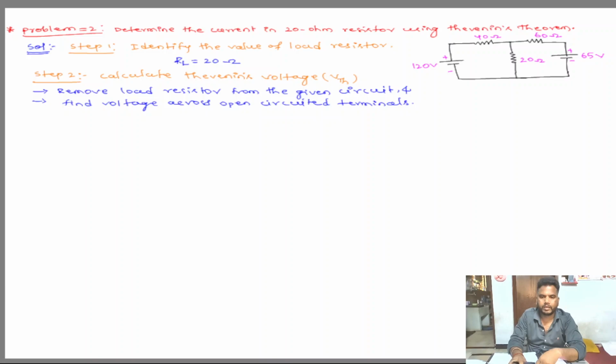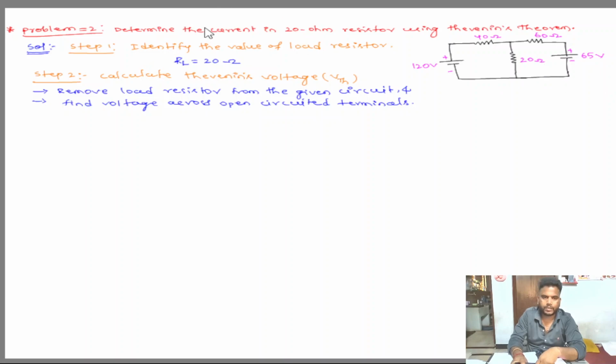Hello everyone. In this video I am going to discuss Thevenin's theorem problem number 2. The problem: determine the current in the 20 ohm resistor using Thevenin's theorem. This is the circuit: 3 resistors and 2 voltage sources, 40 ohm, 20 ohm, 60 ohm, and they are asking to find the current flowing through this 20 ohm resistor.